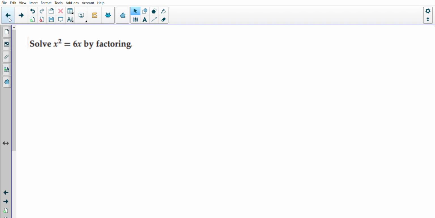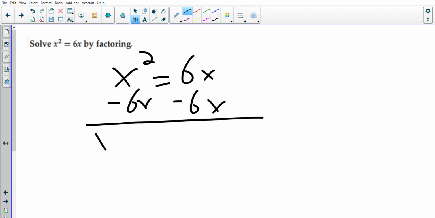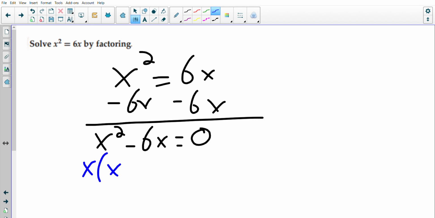Solve x squared equals 6x by factoring. To solve any quadratic, it must be set equal to 0. If we can, we want the x squared to be positive, so to get it set equal to 0, we're going to subtract 6x from both sides. So we get x squared minus 6x equals 0. Now we're going to use our factoring method. Between x squared and 6x, all I can see is they share an x. So I'm going to take out an x, and all I'm left with is x minus 6. So I have x times x minus 6 is equal to 0.